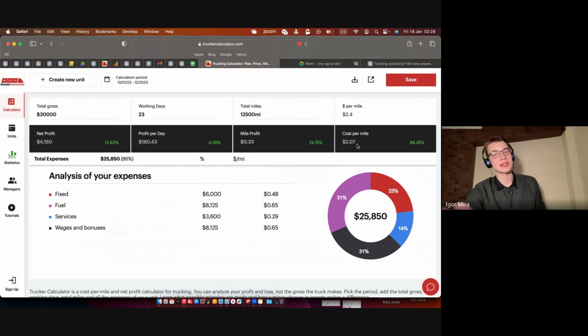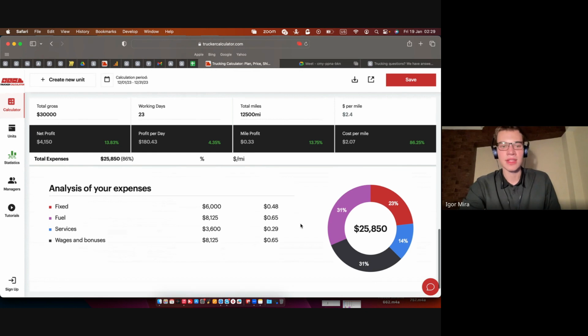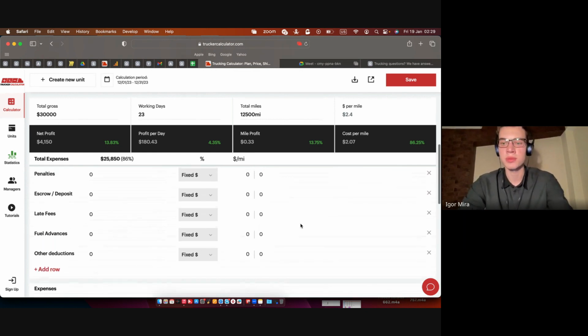And that basically means that your dispatchers cannot and definitely shouldn't book loads that are below $2.07 per mile. Because if they do that, your truck with such a cost per mile would be running negative. Exactly. And yeah, that's the basic explanation of cost per mile.